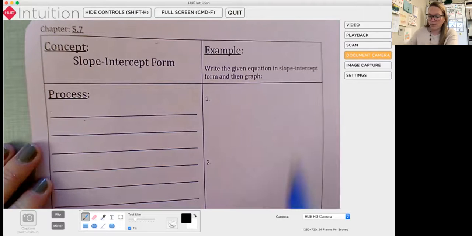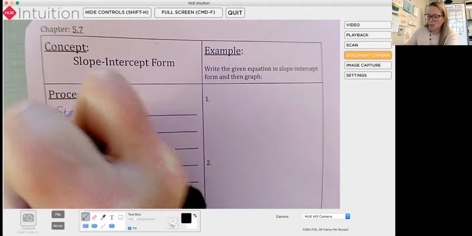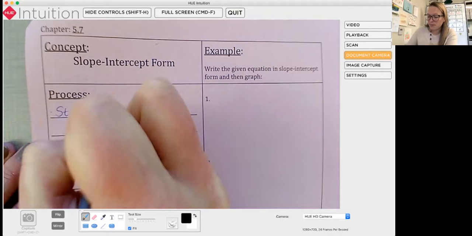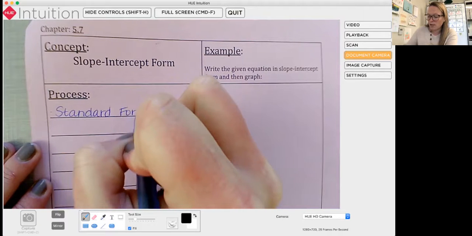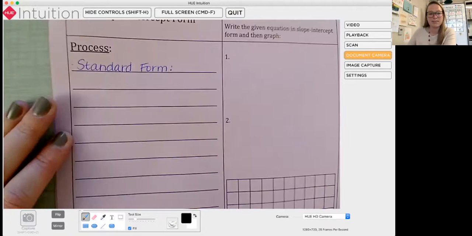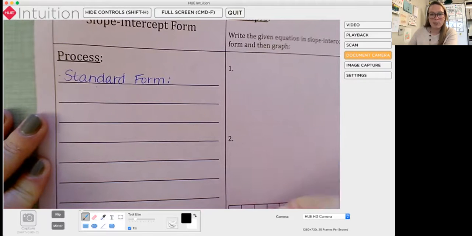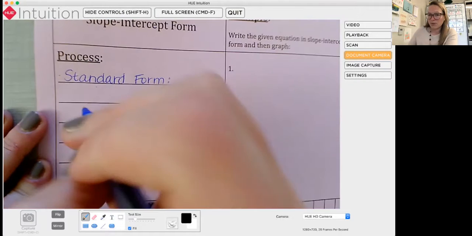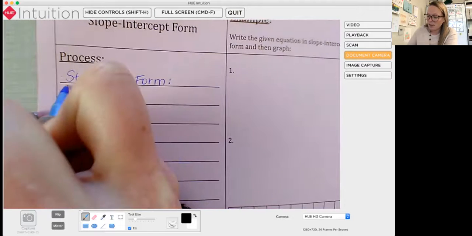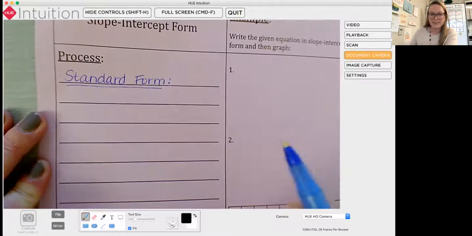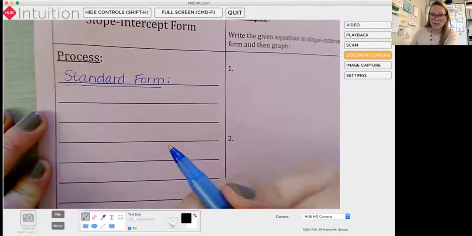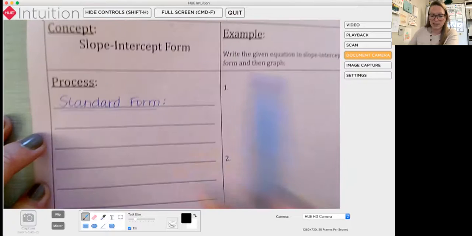Before we get into slope-intercept, I do want to talk about one other form that you're going to see equations of lines written in. One of those forms is called standard form. Standard form doesn't actually give you any information really about a line, but it is a form that we'll see, and we're going to have to rearrange these forms to get them into slope-intercept form.